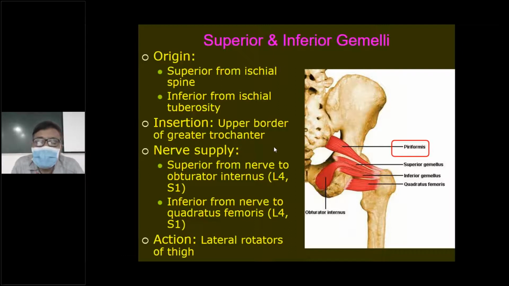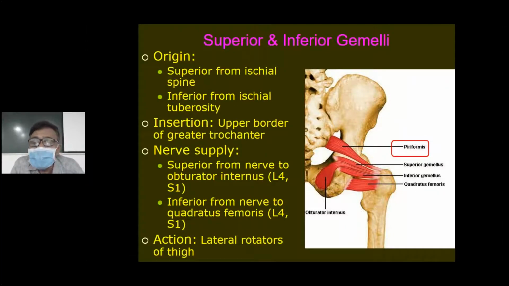So, at this point, you must remember specially. Nerve to obturator internus supplying obturator internus is no news. Supplying something else is news. So, nerve to obturator internus also supplies the superior gemellus.